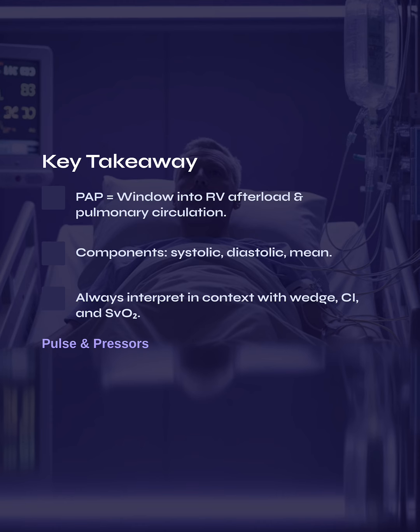To wrap up, pulmonary artery pressures give us insight into right heart afterload and the state of the pulmonary vasculature. Breaking pulmonary artery pressure into systolic, diastolic, and mean helps us pinpoint whether the issue is RV performance, pulmonary resistance, or left heart backup. Remember, pulmonary artery pressure is only one piece of the hemodynamic puzzle. Pair it with wedge pressure, cardiac output, and oxygen delivery data for the clearest clinical picture.